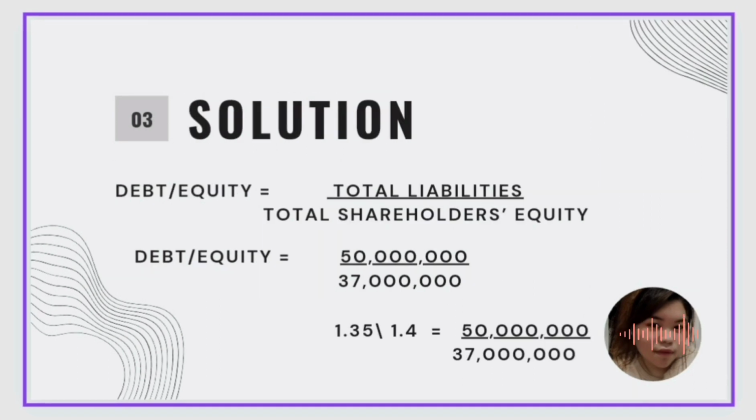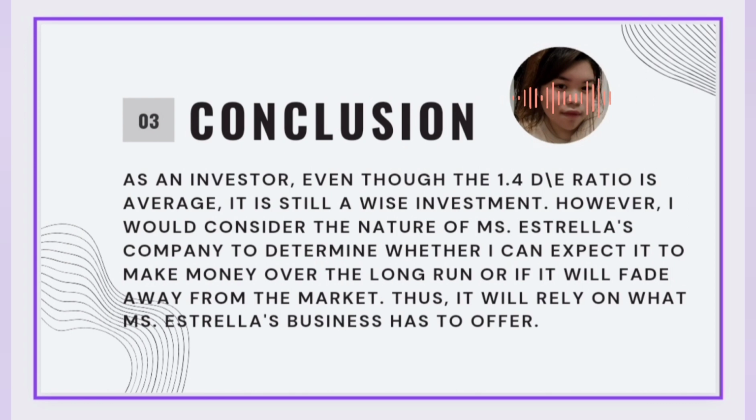Solution. With the debt to equity equation, debt to equity equals 50 million divided by 37 million, which equals 1.35, or 1.4 if we round off. Conclusion. As an investor, 1.4 is an average debt to equity ratio, which means it is a wise investment. However, I would consider the nature of Miss Estrella's company to determine whether I can expect it to make money over the long run or whether it will fade away from the market. Thus, I will rely on what Miss Estrella's business has to offer.